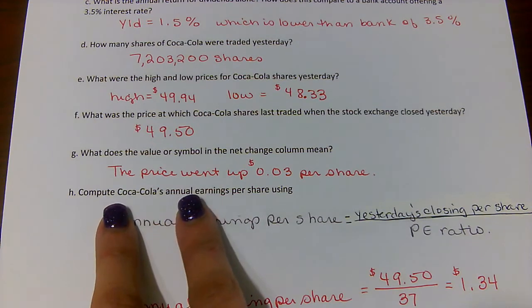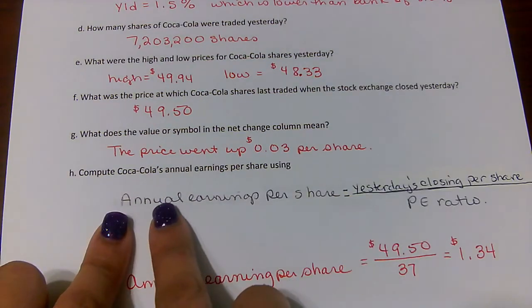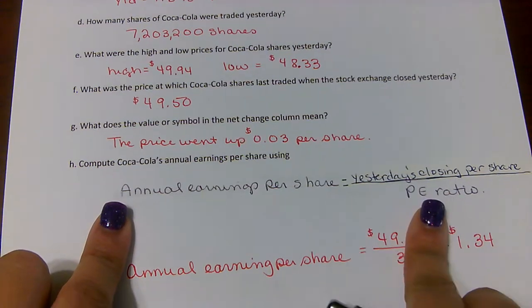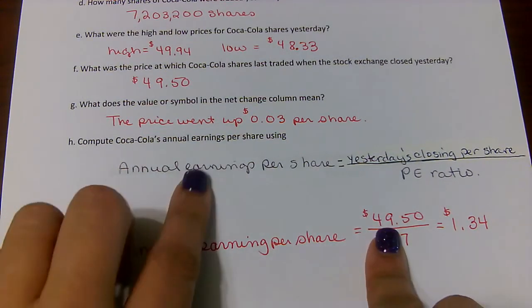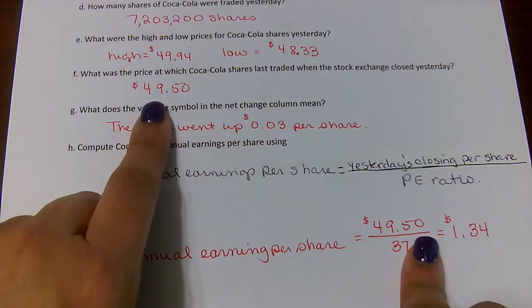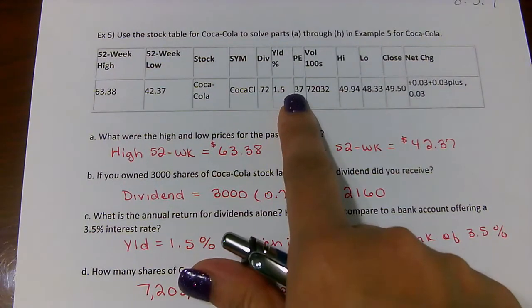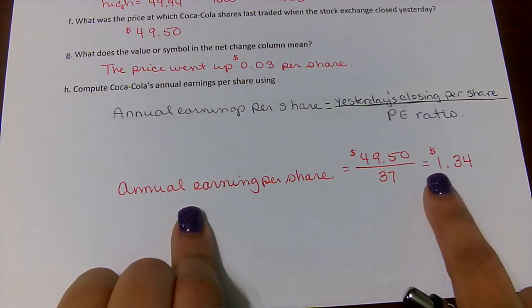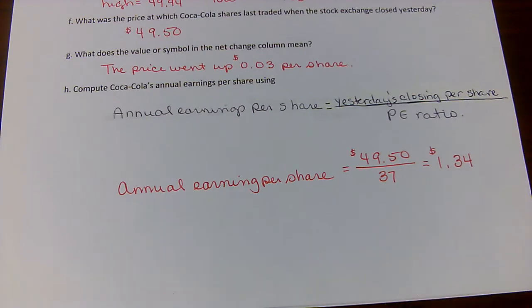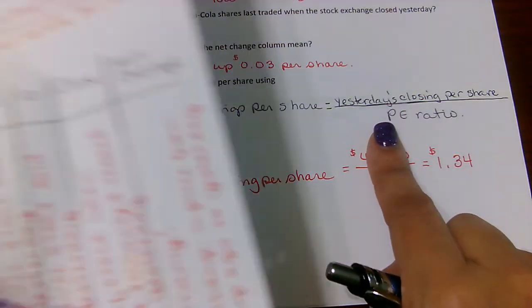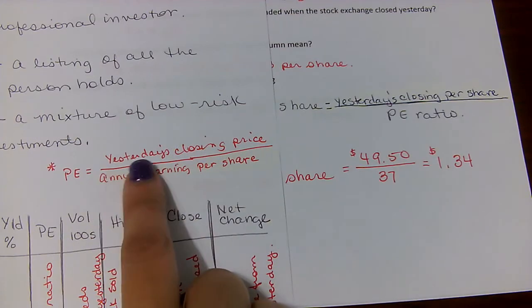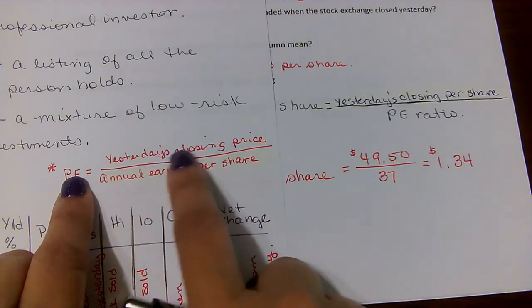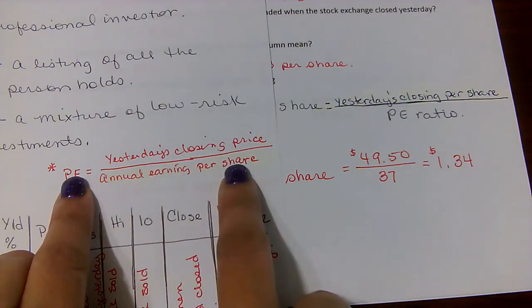Part H says compute the annual earnings per share. So the annual earnings per share is going to be yesterday's closing price divided by the PE ratio. Here, yesterday's closing was $49.50 and the PE ratio was 37. So when I divided this, I got an annual earnings per share of $1.34. You can find this using this formula as well. In this case, I have the PE and yesterday's closing price, so I can solve for the annual earnings per share.